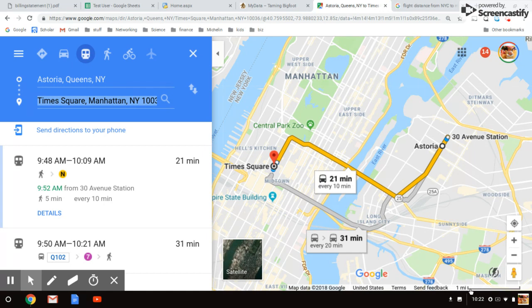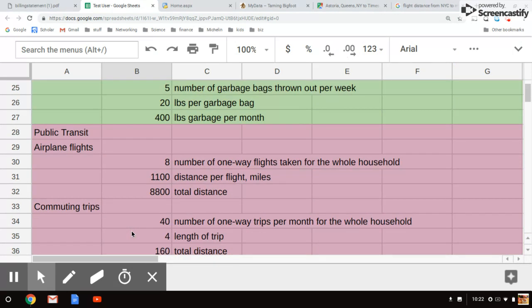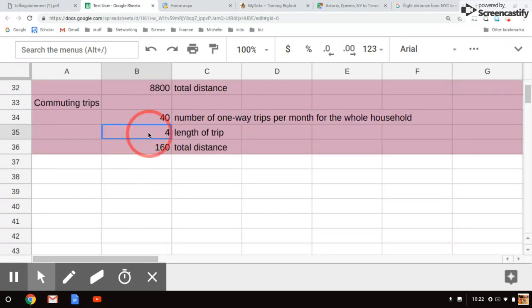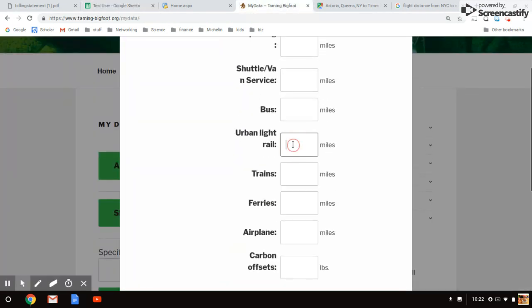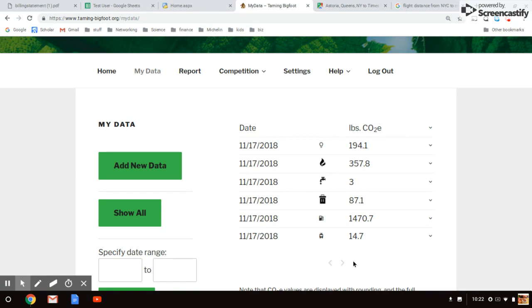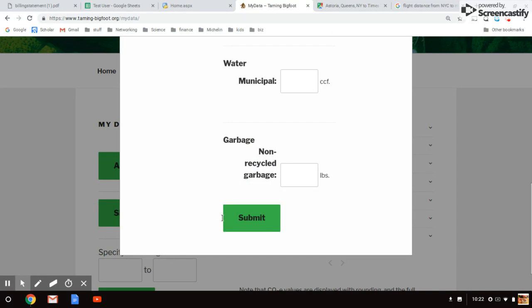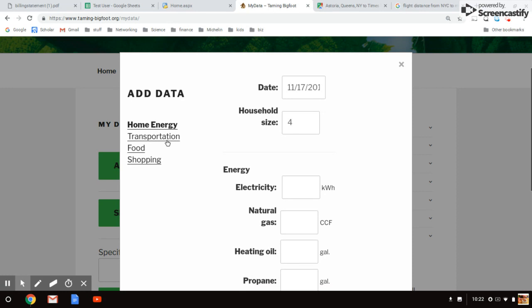Then over here in the lower right-hand corner, you see the legend. 1 mile is about an inch. One, two, three, four. 4 miles per trip. Okay. So over here I go commuting trips, 40 per month, 4 miles per trip, 160 total distance. 160 miles. 14 pounds of CO2. A lot less than driving around in the car.